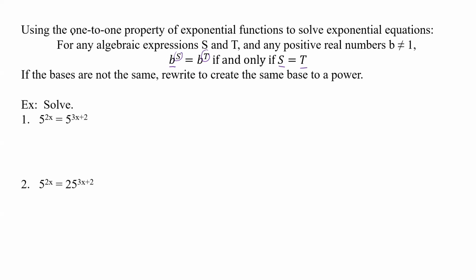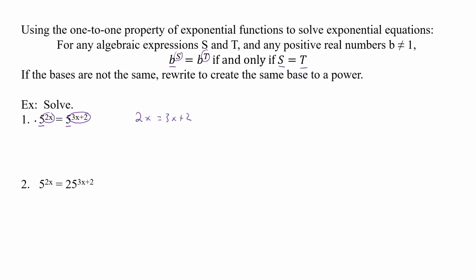And so this is the key for one-to-one properties of exponential functions. And again, they have to be the same base. So looking at our example here, 5 and 5, those are the same base. And so what this says is we can just take our exponents, 2x and 3x plus 2, and set them equal. And so that makes this problem so much easier.